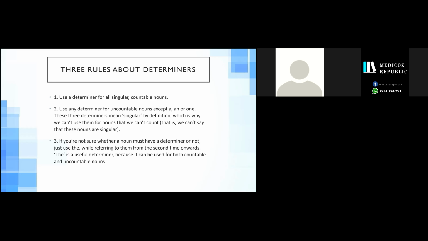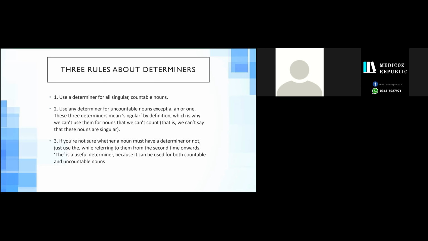The second rule is use any determiner for uncountable nouns except a, an, or one. Why is that? Because these determiners mean singular by definition. A, an, and one are all indicating that the word we are using is singular, which is why we cannot use them for nouns that we can't count.